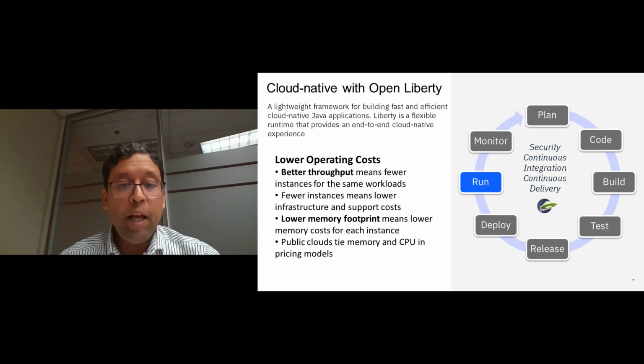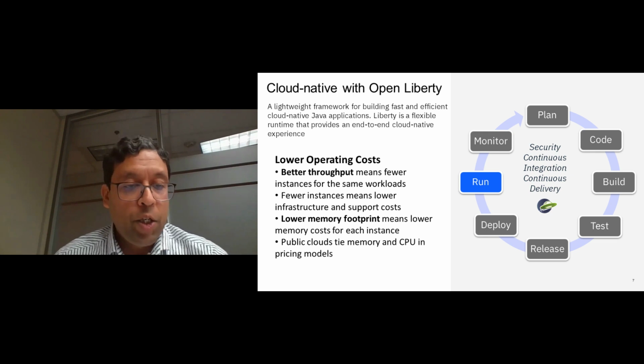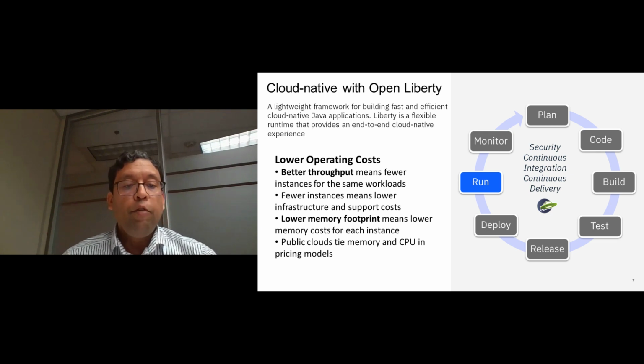And of course, Liberty has some exceptional performance characteristics, which we worked very hard over the years to build, that make it an excellent Java framework to save costs. So in particular, it has world-leading throughput, meaning fewer instances need to be launched for the same workloads. You can get more done out of one JVM running Liberty server than you can with other application servers or frameworks. Fewer instances, in turn, means lower infrastructure and support costs as well.